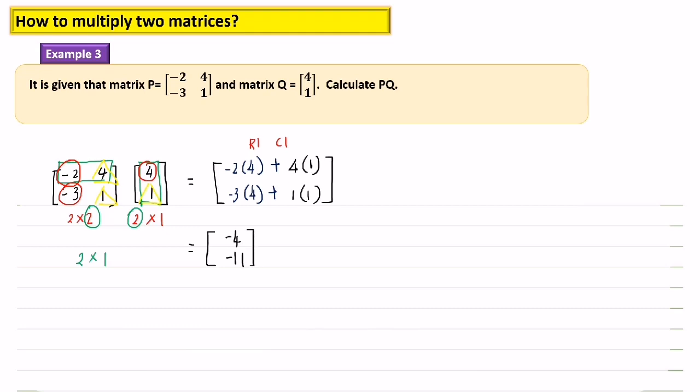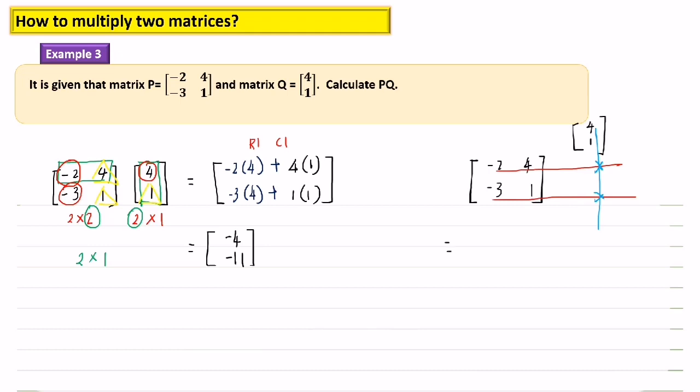I use the second method. I show you again. Negative 2, 4, negative 3, 1. Then this one moves up, 4, 1. Okay, so from here you will know your final answer is 2 rows, 1 column. So you just follow the line to multiply. You see, first row times the column, then you obtain the answer here. Second row times the column, you obtain one answer here.